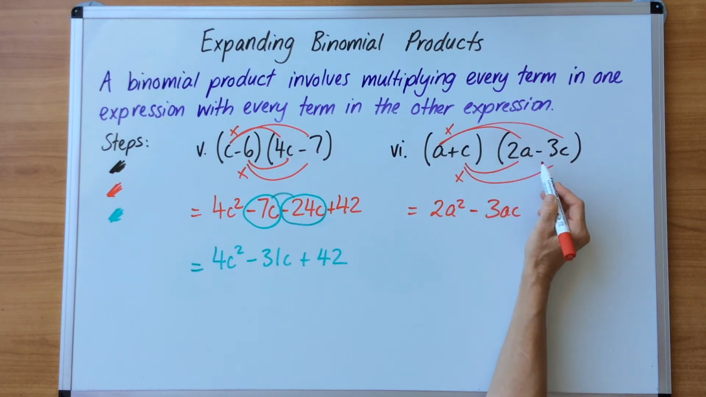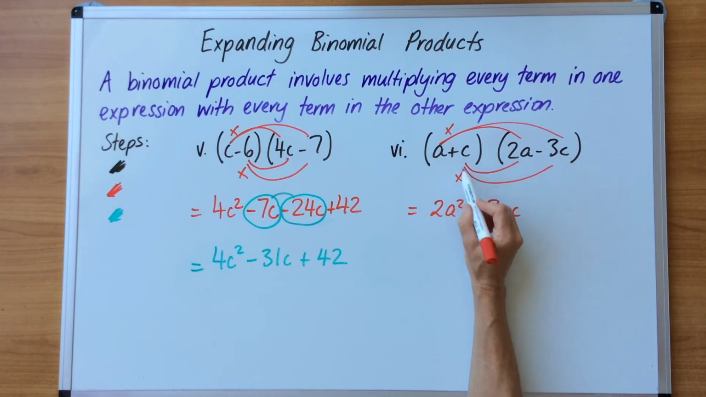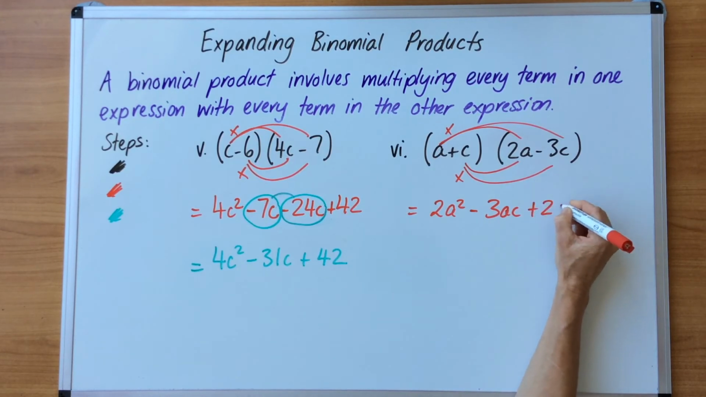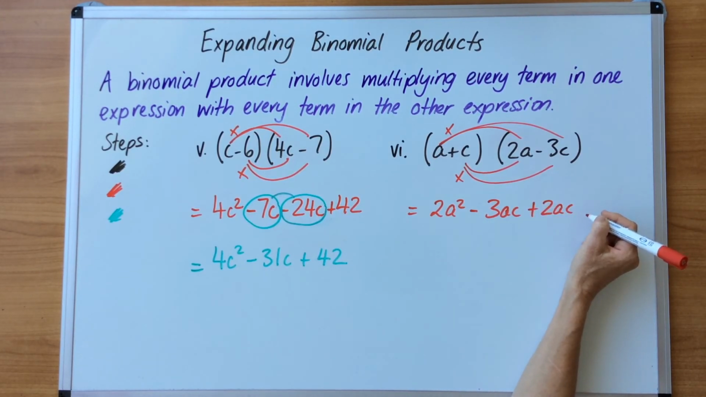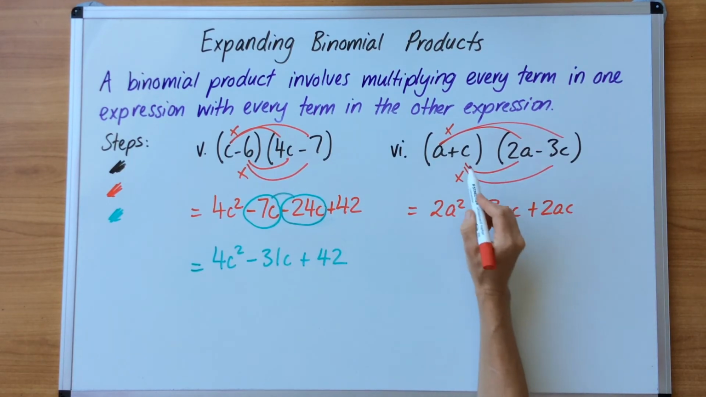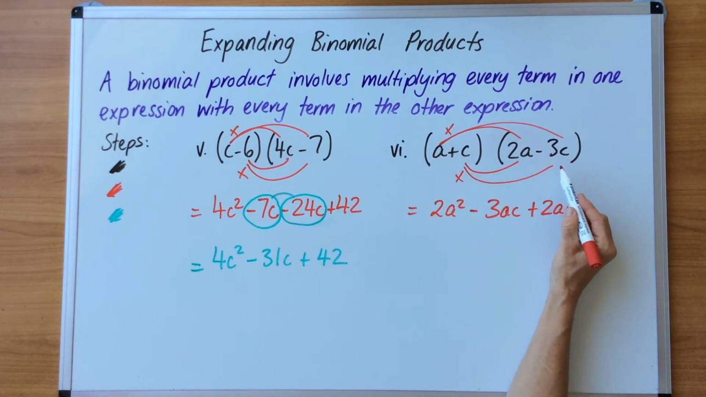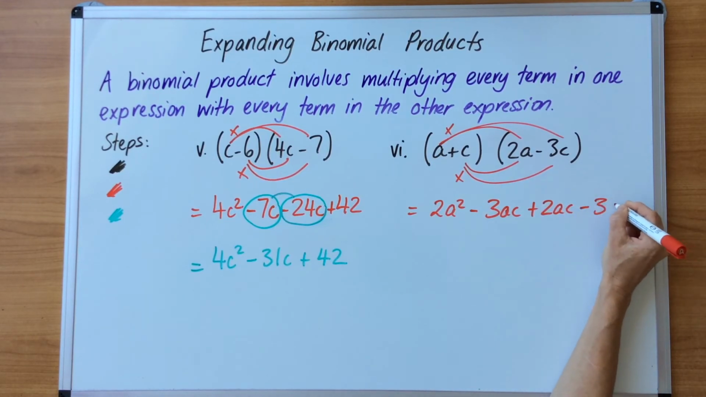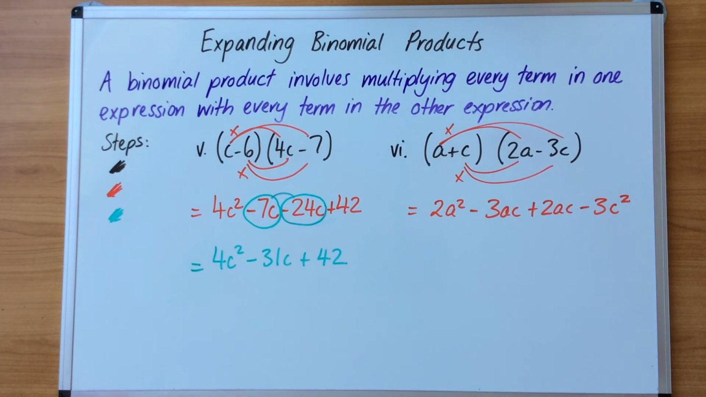Second term multiplying into the expression is a positive c, so c multiplied by 2a, positive 2ac. A comes before C, that's why it's written that way. And the last one is C multiplied by negative 3C. So it's a negative 3C squared.